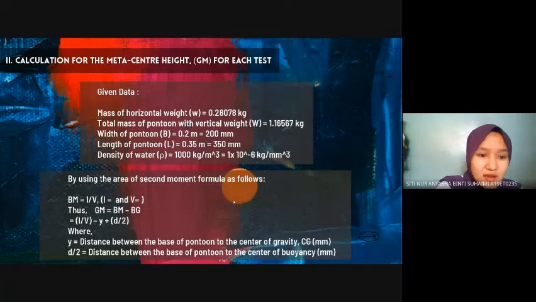So by using the area of the second moment formula, which is BM equals I over V, minus Y plus D over 2. Okay, so next.